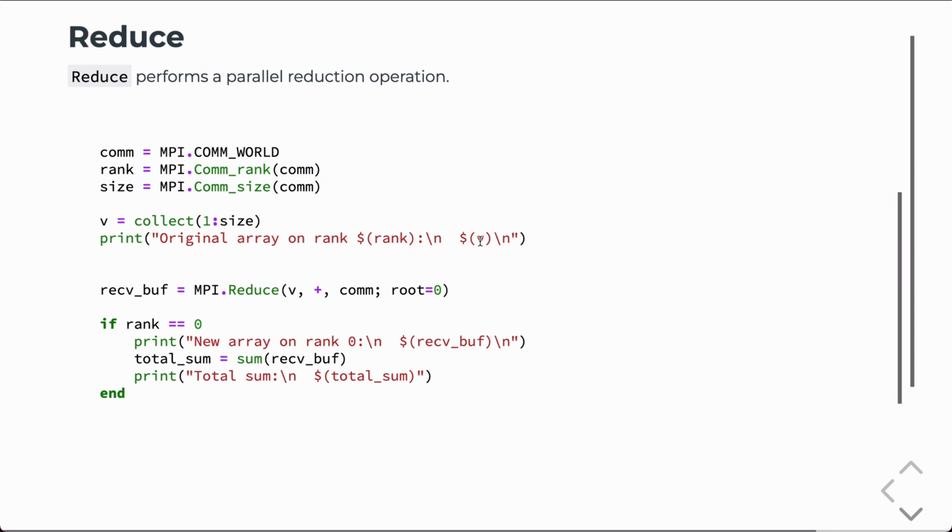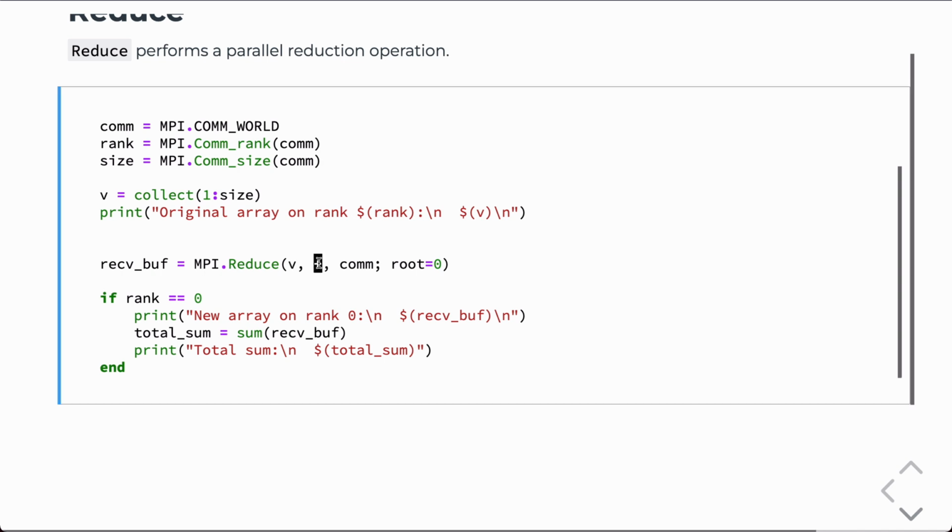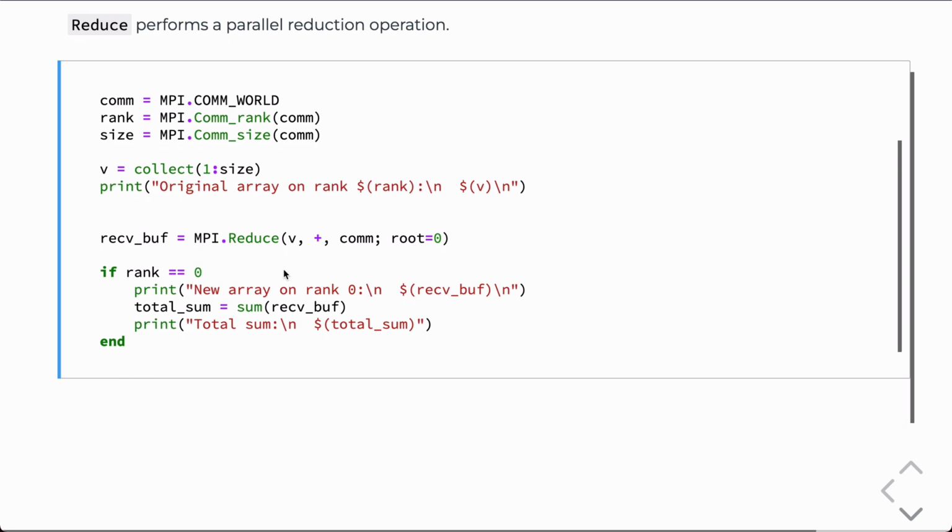We're going to print that to the screen on each individual processor, and then we'll do a reduction operation where we're going to do an element-wise addition of each vector, right? And it's addition because we're specifying the operator here. And again, then on rank 0, we're going to print out what is received, sum the total of those to get the total sum, and print it out.